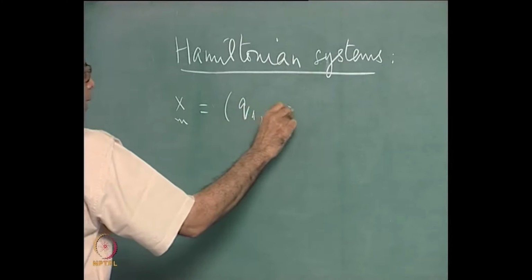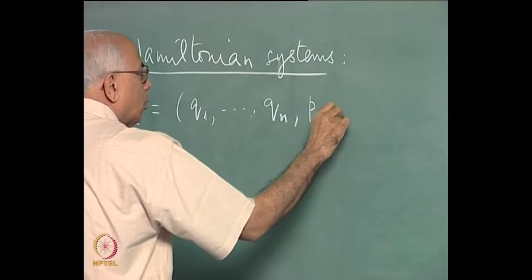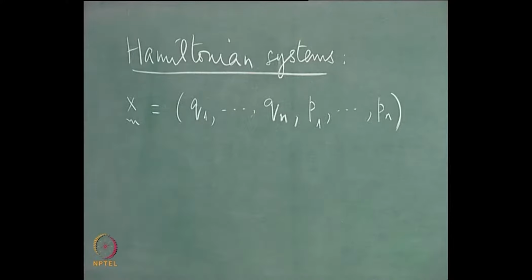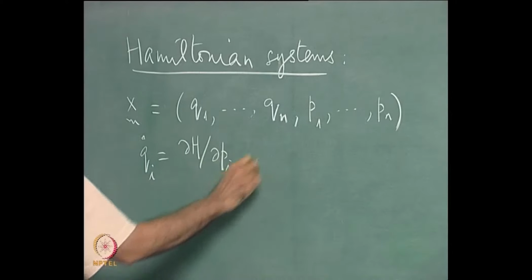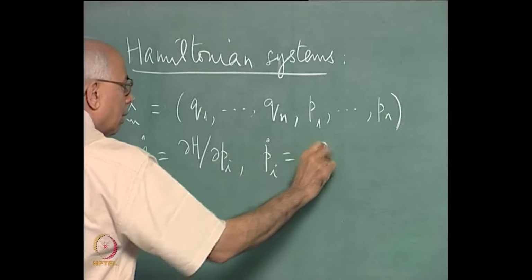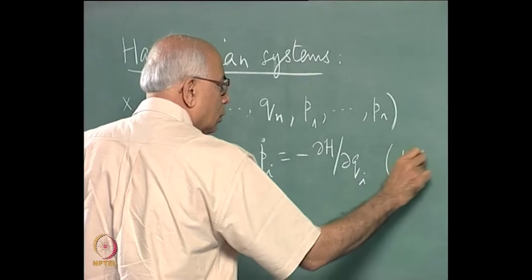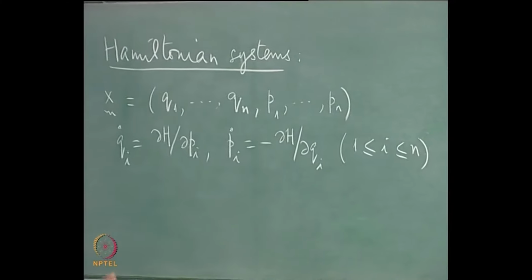called generalized coordinates q1 through qn and a set of generalized momenta p1 to pn, 2n of them in all, which we have combined together into this vector x, which satisfy the equations of motion. qi dot is ∂H/∂pi and pi dot is minus ∂H/∂qi, for i running over the integers from 1 to n.